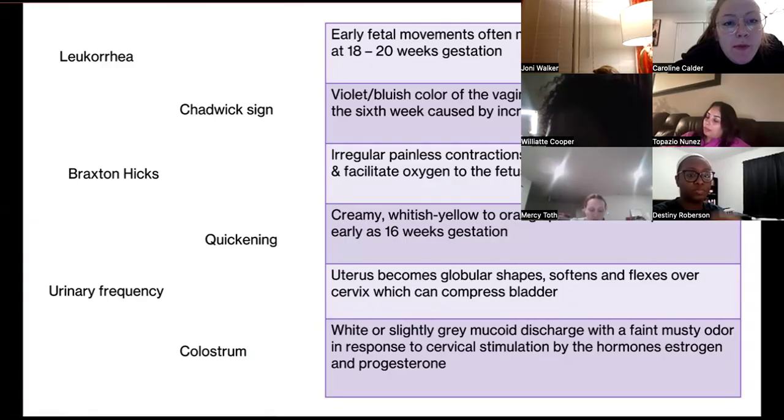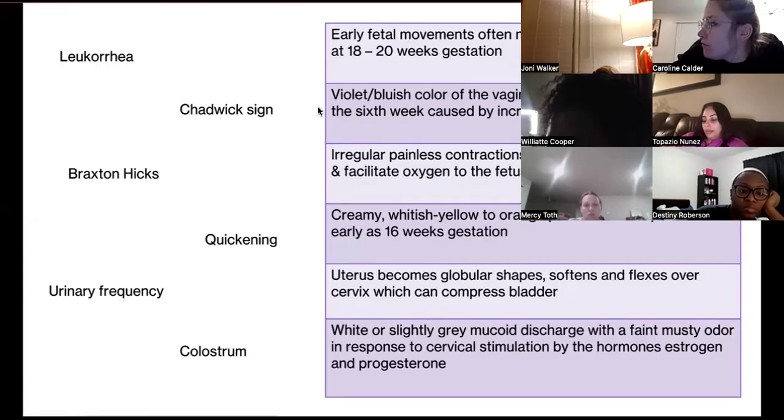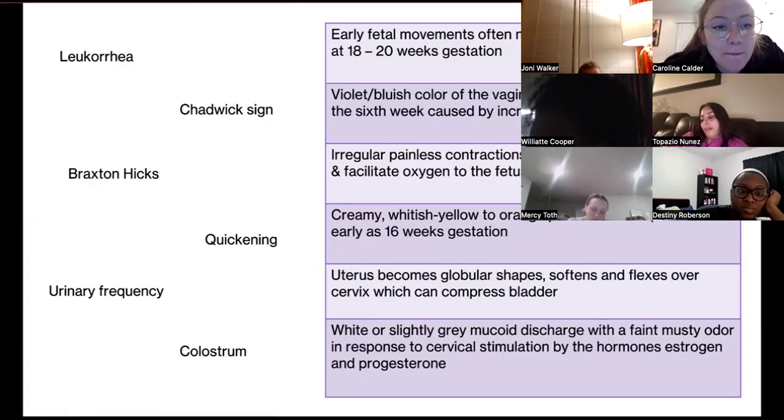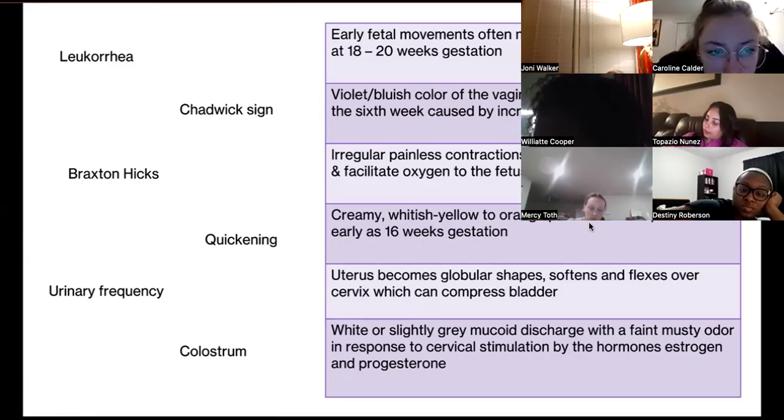Early fetal movements often noted as a fluttering typically felt at 18 to 20 weeks gestation. What would that be? Quickening. Yep, that's quickening. Violet bluish coloration of the vaginal mucosa and cervix as early as the 6th week. What would that one be? Chadwick's sign? Yep. Your irregular, painless contractions that facilitate uterine blood flow and oxygen to the fetus. Braxton Hicks? Yep, you got it. Then that creamy, whitish yellow to orange pre-milk fluid expressed as early as 16 weeks gestation. So this one would be colostrum. The way it's written, it's like, where is that coming from? But yeah, that would be colostrum.